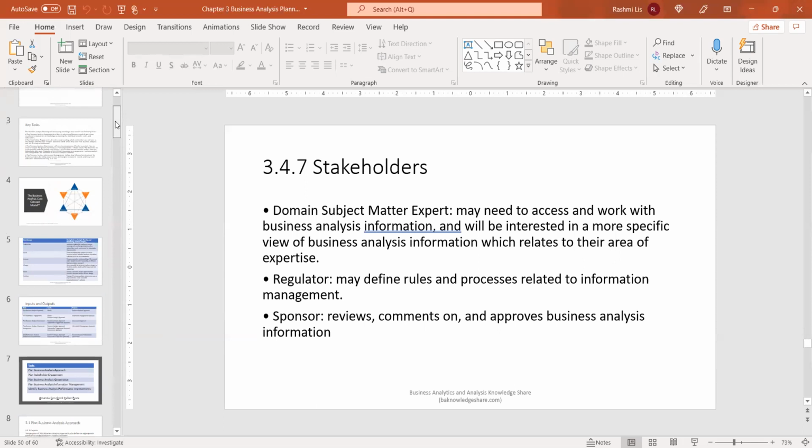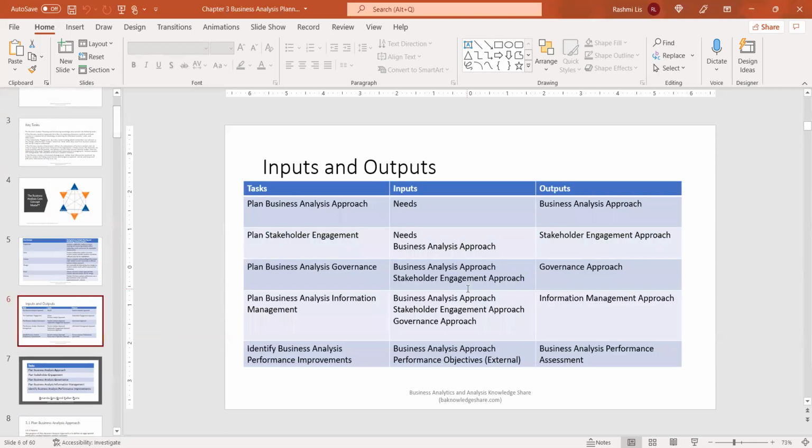Before that, let's get into a little bit of the inputs and the outputs. In this case, she uses the business analysis approach, the stakeholder engagement approach, and the governance approach as the input. And then she creates an output of information management approach. So the inputs are three: business analysis approach, stakeholder engagement approach, and the governance approach. And the output is information management approach.